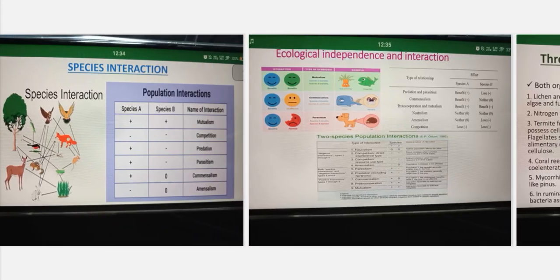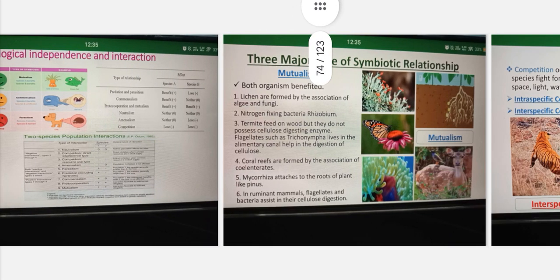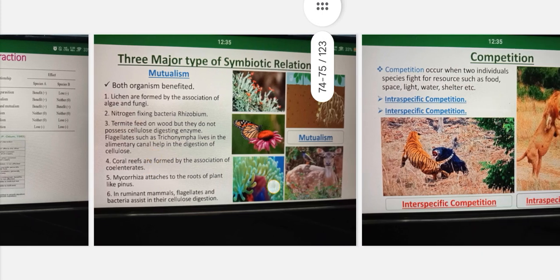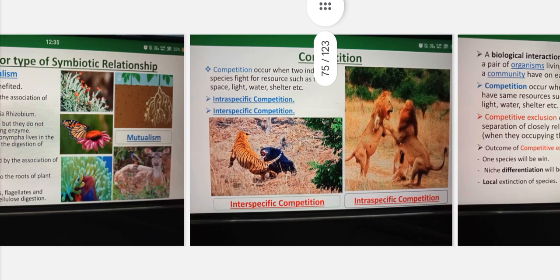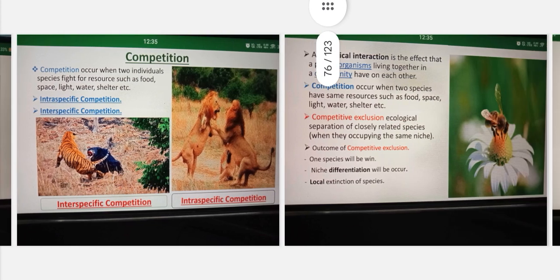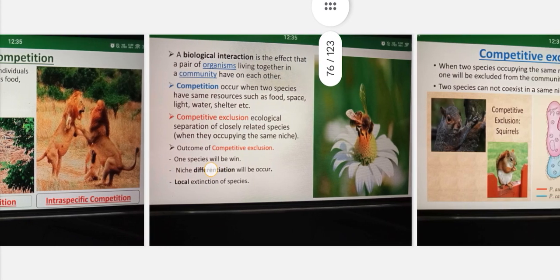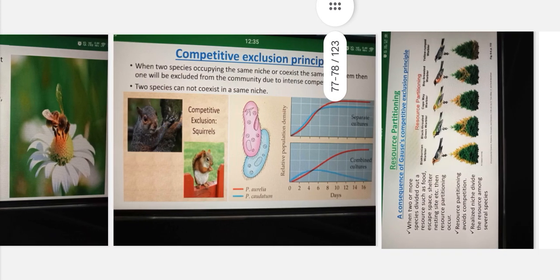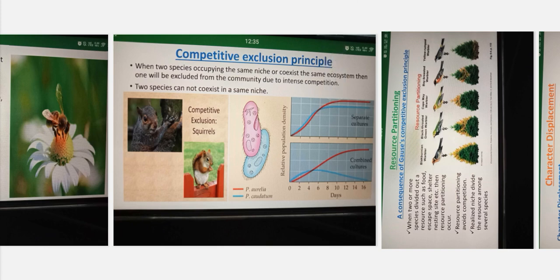Species interaction. Mutualism, we know what mutualism is: both organisms get benefited. Competition, intraspecific and interspecific. Then biological interaction, organism, community, competition, competitive exclusion. Local extinction of species occurs. Competitive exclusion principle.